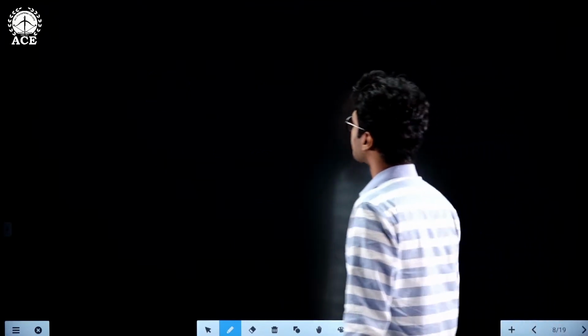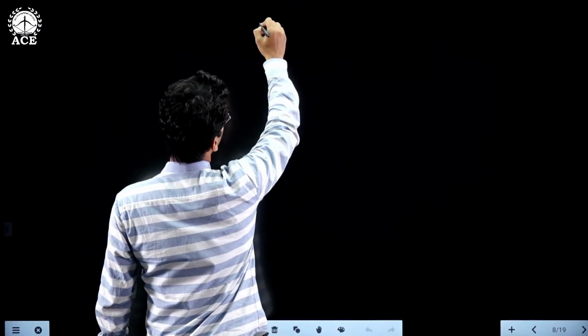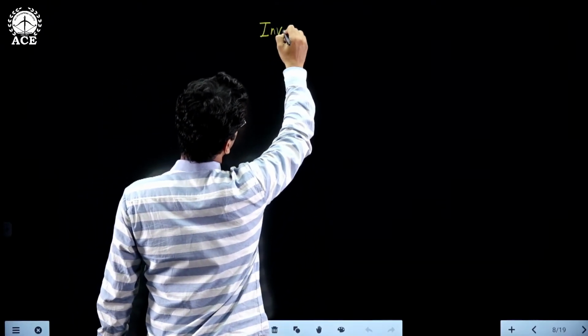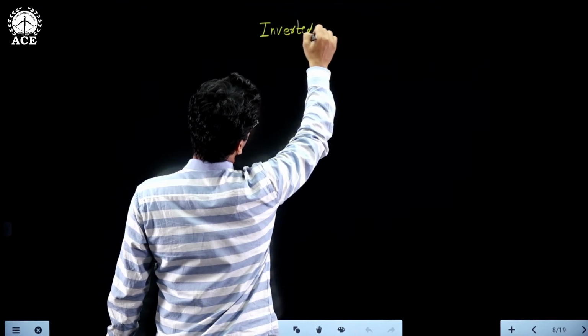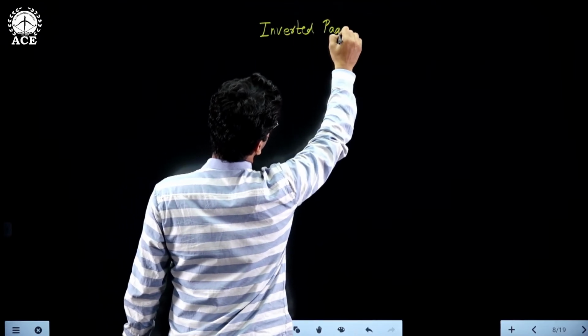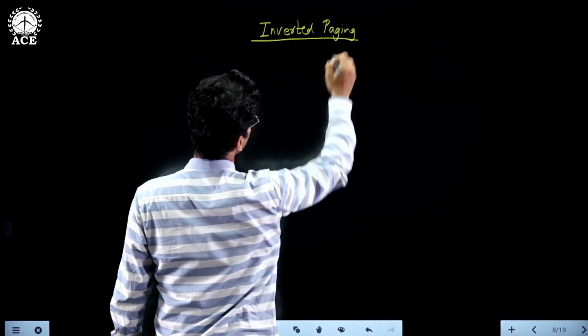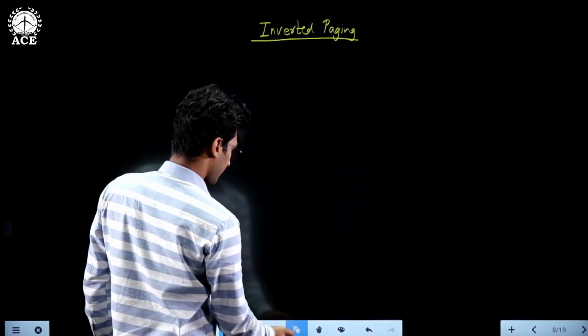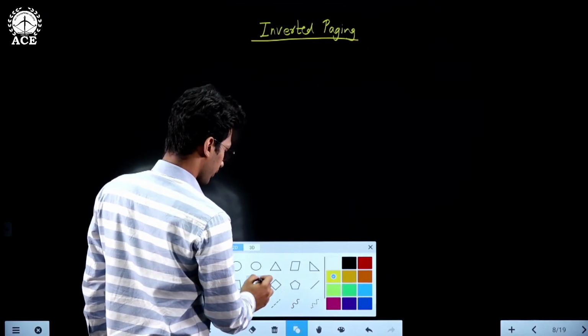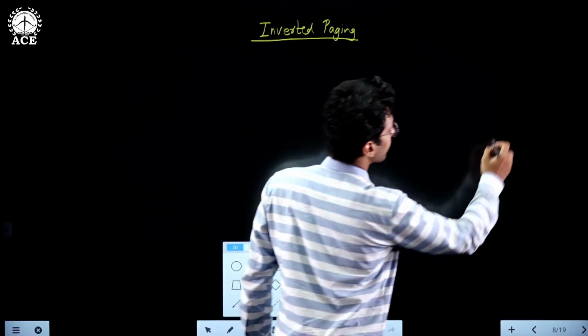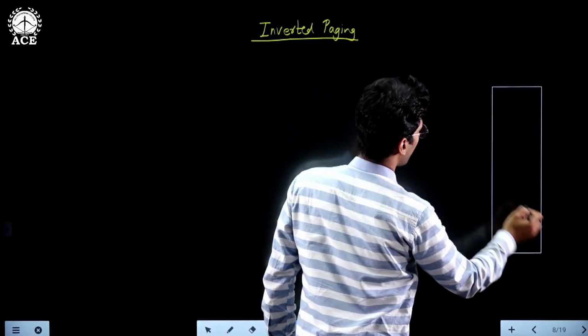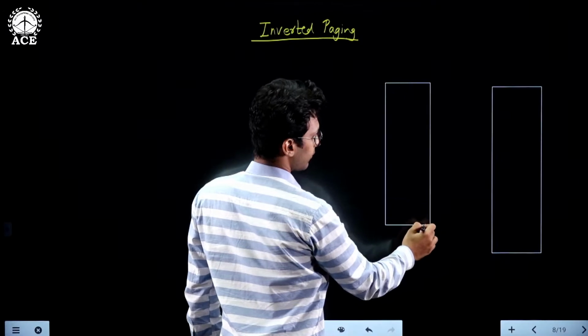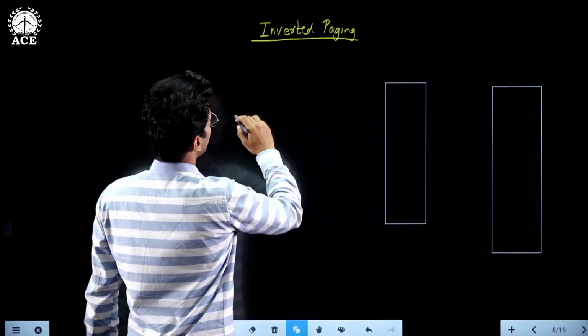Let's see segmentation. Or before segmentation, let's see inverted paging. See, first point that I want to focus on. What is that point? This is logical address space. This is physical address space.